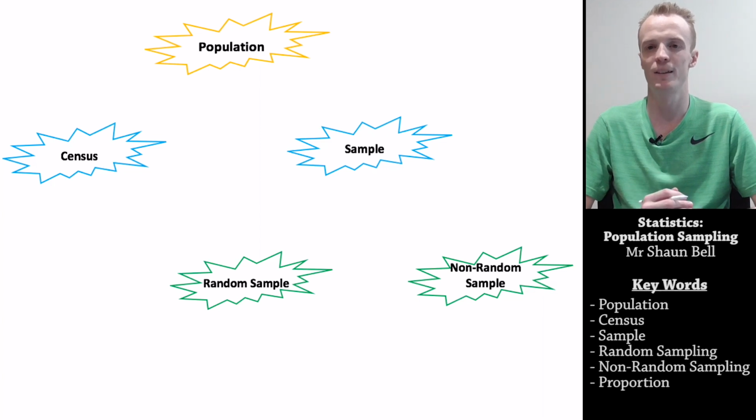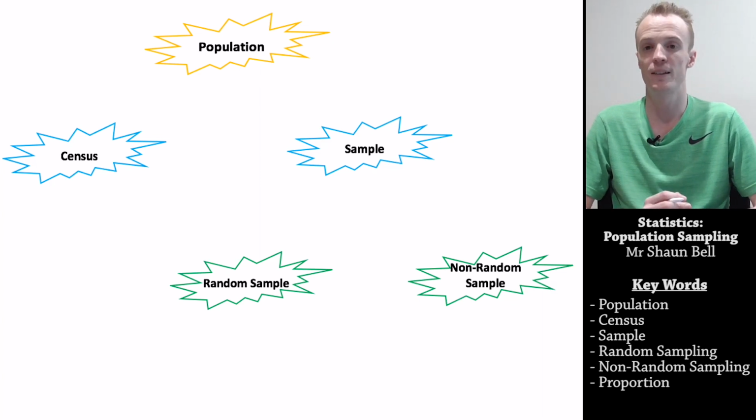Now, throughout this topic, there's going to be some new words for us to get to know. The first of which is population. When I talk about the population in statistics, I'm talking about everything that we're analysing as a whole. Now, let's put that into perspective. Let's pretend for a moment that I'm collecting some data to make a prediction for an upcoming election. The population in this data would be every single person that's eligible to vote.